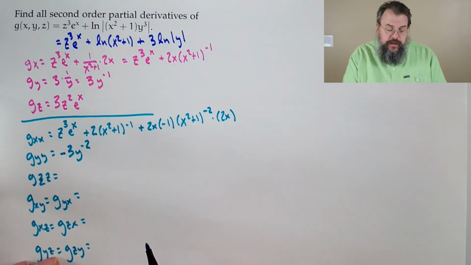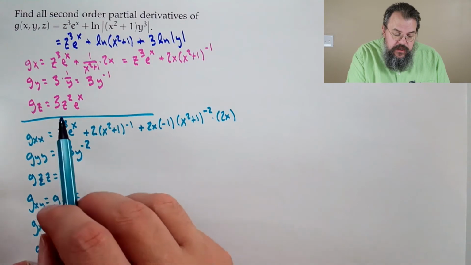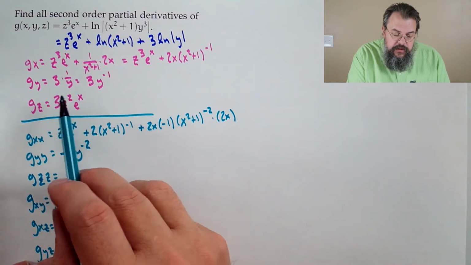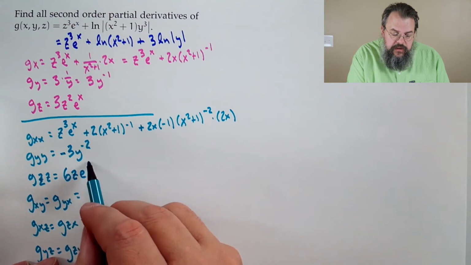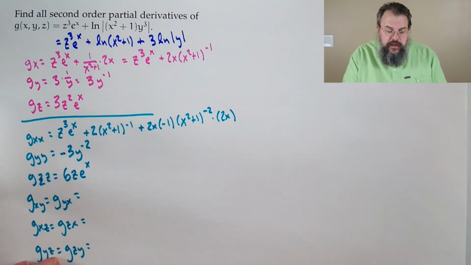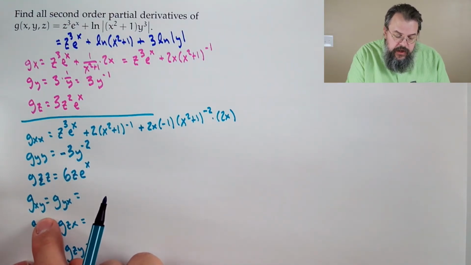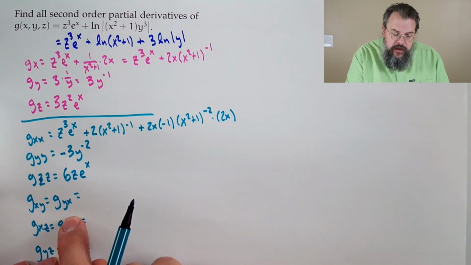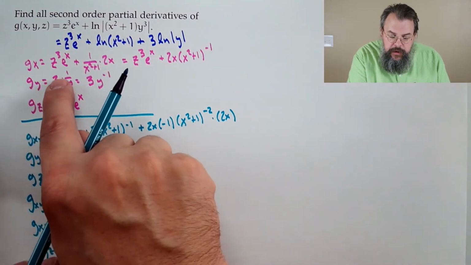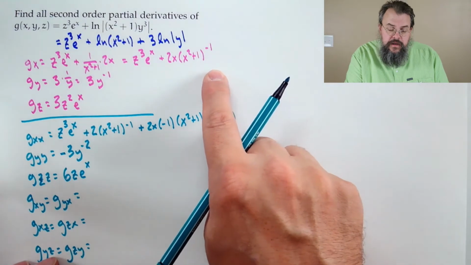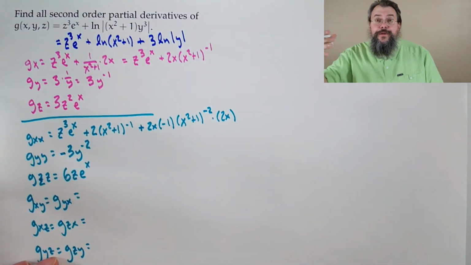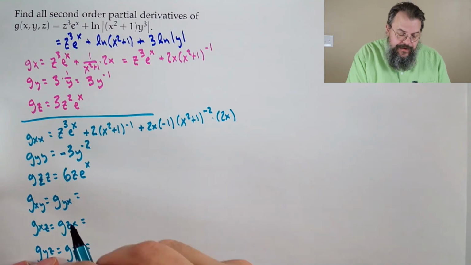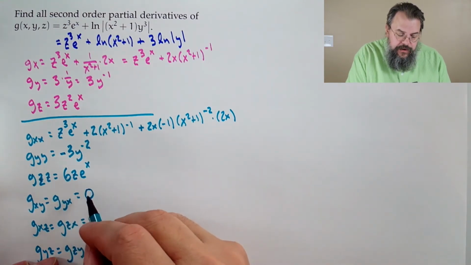All right, that's not so bad. G sub z z, well, there's only a single z, derivative of 3z squared, 6z, and of course the e to the x is there as a constant. Okay, how about g x y or g y x? It doesn't matter, right? When you look at g sub x, there's no y. Look at g sub y, there's no x. So it goes away. And therefore, we get 0.